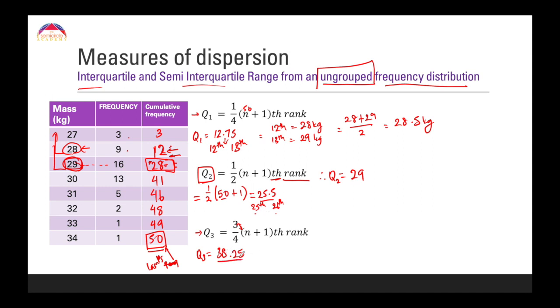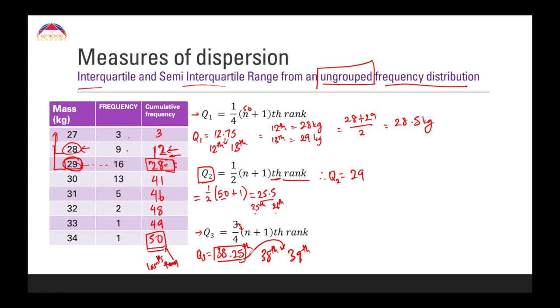So this value gave us 38.25. All right. Remember, this is 38.25, right? We're talking about lambs. You can't have 38.25 lambs. You could either have 38 or 39. So we could see here that this Q3 value lies between the 38th lamb and the 39th lamb, because that is where you'll find 38.25.